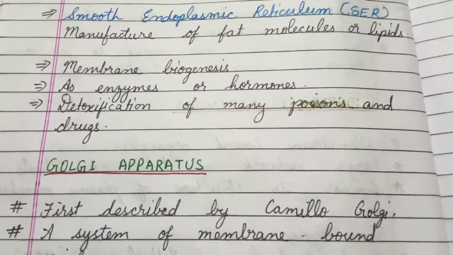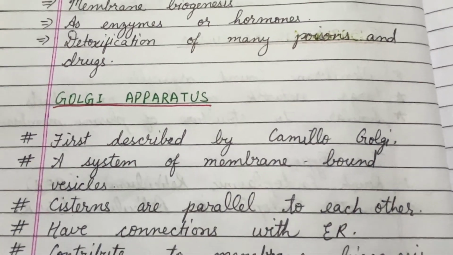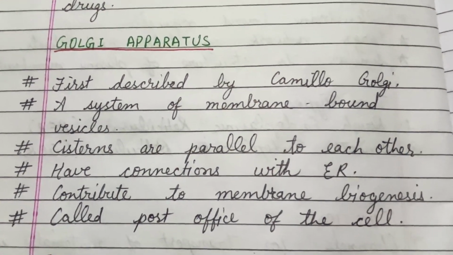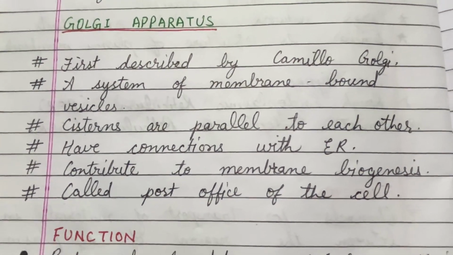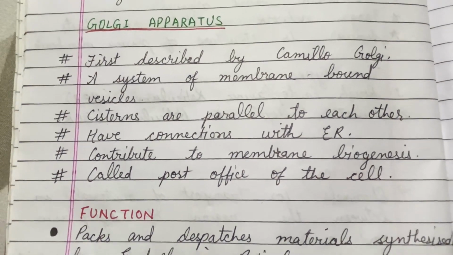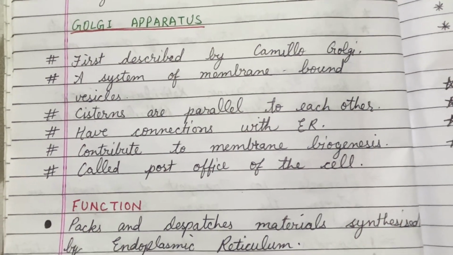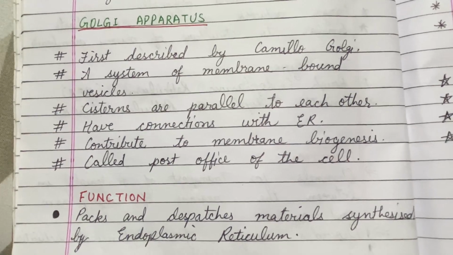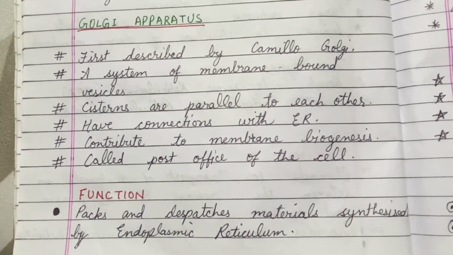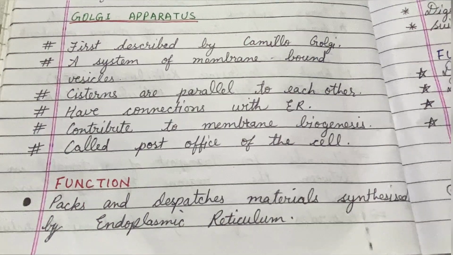Next cell organelle is Golgi apparatus. It was first described by Camillo Golgi. It is a system of membrane-bound vesicles which are called cisterns. These cisterns are arranged parallel to each other. They have connections with endoplasmic reticulum. Therefore, they contribute towards membrane biogenesis.